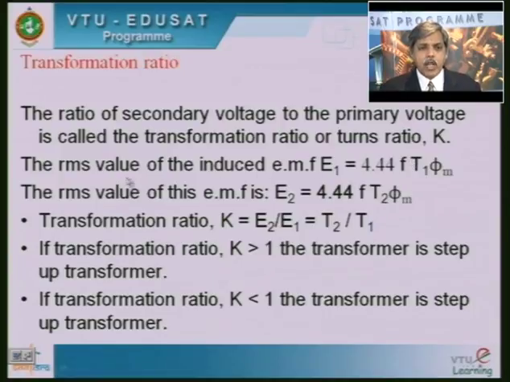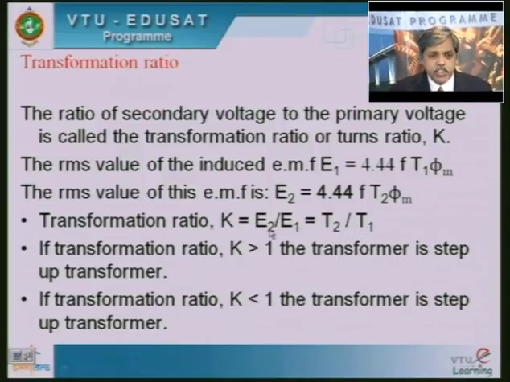So, the RMS value of the induced EMF E1 is 4.44 f T1 phi m, and for the secondary, E2 = 4.44 f T2 phi m. When I write the ratio K = E2 by E1, because 4.44 f phi m is common to both equations, I will get E2 by E1 equal to T2 by T1. So, the transformation ratio is equal to the turns ratio.